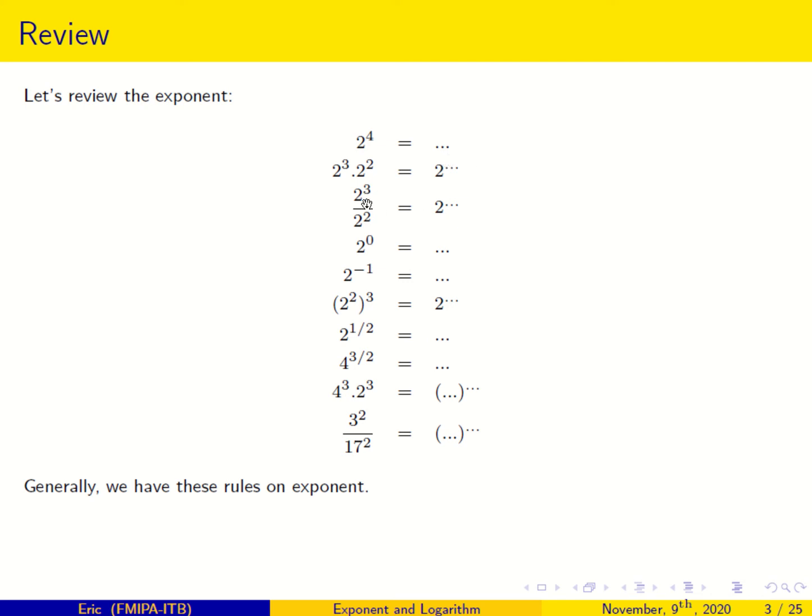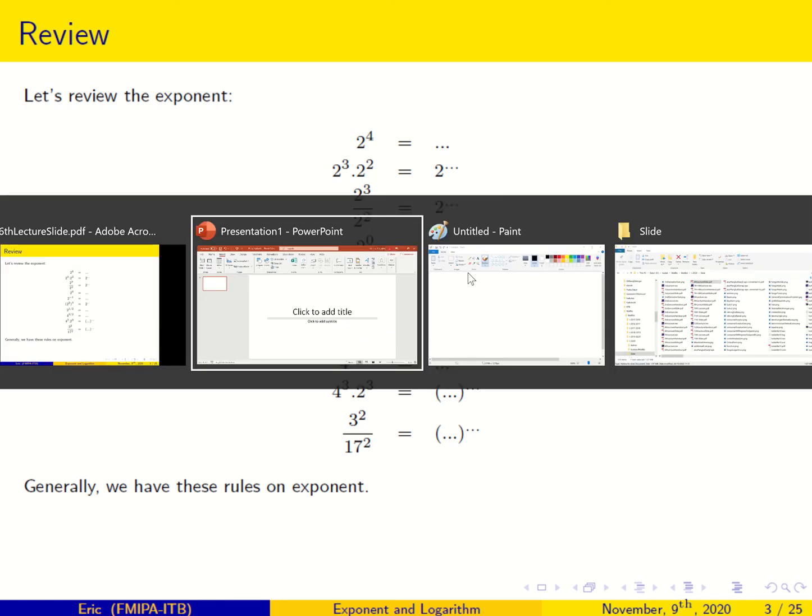Okay, so what about this one? 2 to the power of 3 divided by 2 to the power of 2. So I have 2 times 2 times 2 divided by 2 times 2. So 2 squared cancels out, and it leaves you 2 to the power of 1. So what is the relation between 3, 2, and 1? 2 to the power of 3 divided by 2 to the power of 2 is 2 to the power of 3 minus 2.